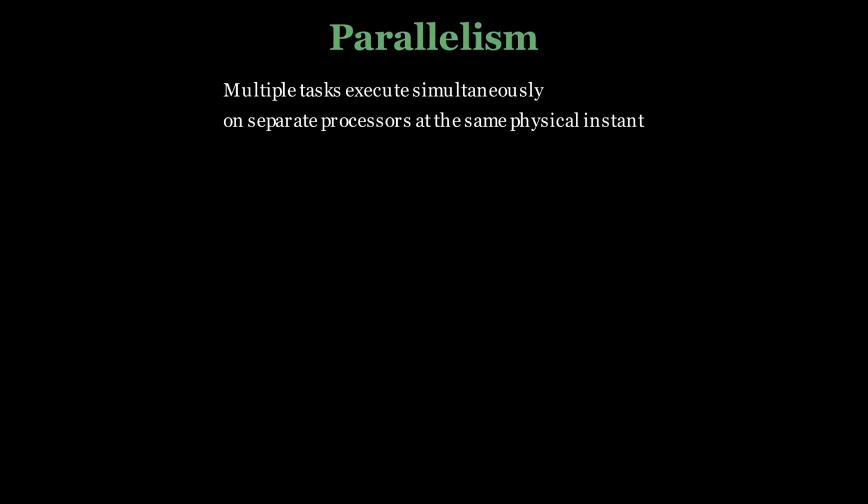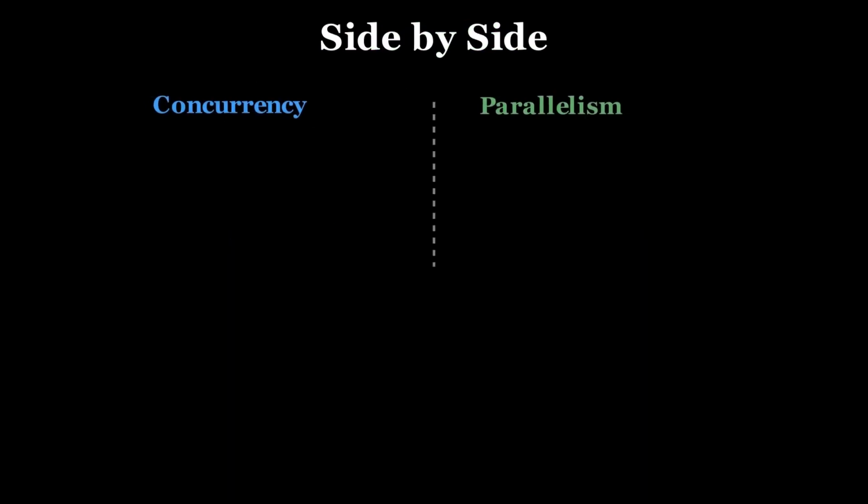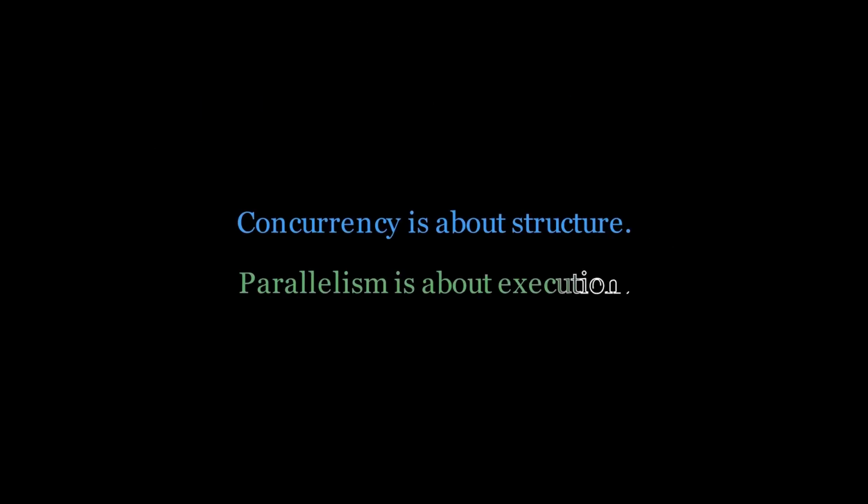Parallelism means multiple tasks execute simultaneously on separate processors. Different cores doing different work at the same physical instant. In a deep learning pipeline, both matter. Data loading is I/O bound. We want concurrency so the CPU is not blocked waiting for disk reads. Matrix multiplications are compute bound. We want parallelism, actual simultaneous execution on multiple cores. Rust handles both, and, critically, it handles both safely.